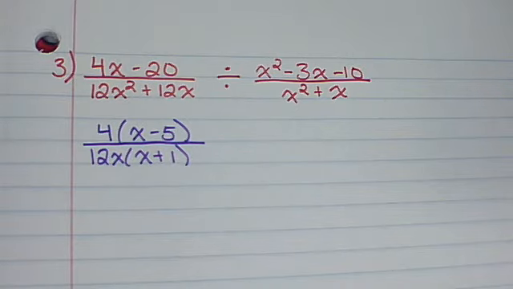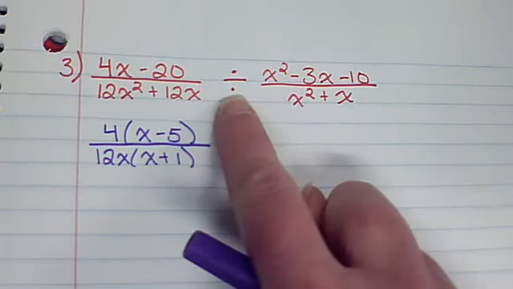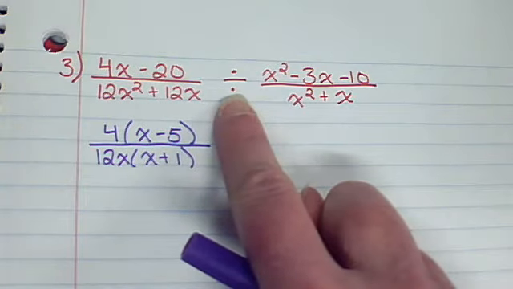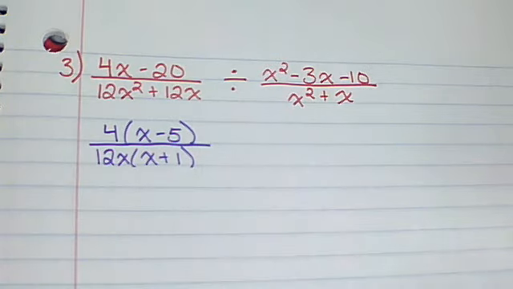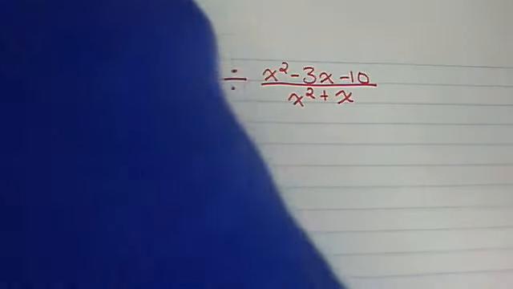Now what I want to be careful of is noticing that this is division. So I'm going to multiply by the reciprocal. Now you can do it in 2 steps. You could go ahead and factor it, which, you know, I can actually factor it right here.